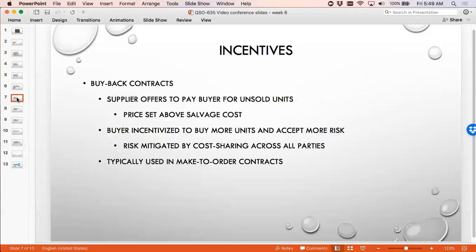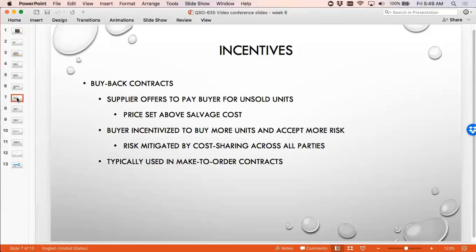But so incentives, buyback contracts. It's very simple. The supplier offers to pay the buyer for unsold units. So the supplier may say, hey, look, in the previous scenario where the buyer buys 900, but the supplier wants them to buy 1,000, then they'll say, hey, look, buy 1,000, and for any ones that you do not sell, we will buy them back from you for a certain cost above salvage cost.